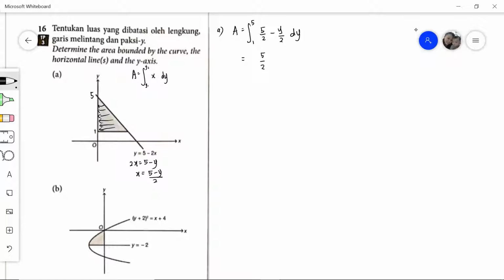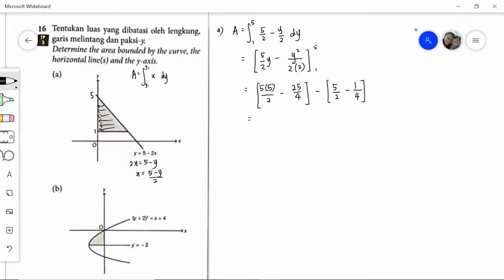We have 5 over 2y minus y squared divided by 2 and then times with the new power 2. And then we substitute the upper boundary and the lower boundary. So 5 times 5 divided by 2 minus 5 squared, which is 25 over 4. Okay, this is the upper boundary, then minus the same expression, but substitute the lower boundary. So we have 5 over 2 times 1 minus 1 over 2 times 2, 4.